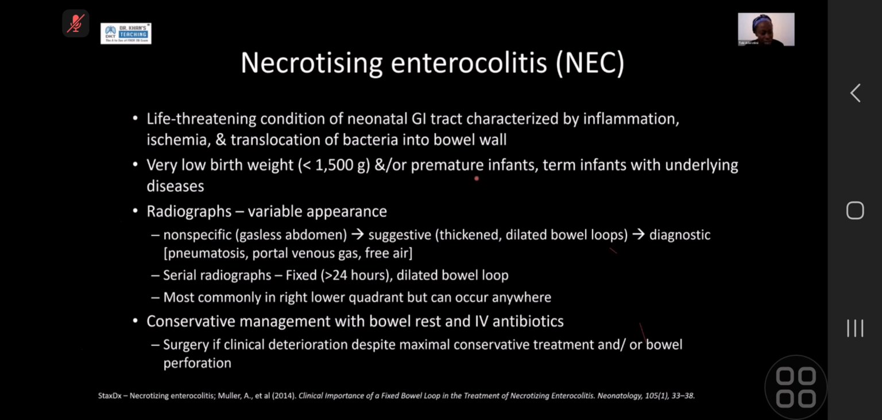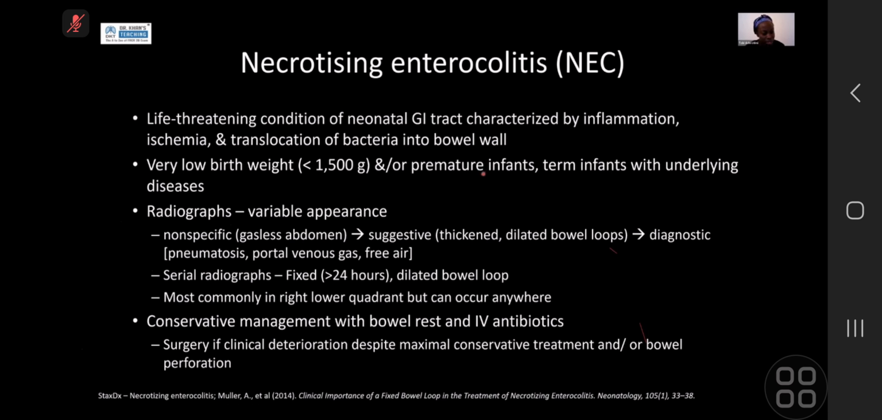So we can see anything from a gasless abdomen to distended bowel loops to a non-changing bowel gas pattern. So just because you don't see the classical diagnostic signs of pneumatosis, portal venous gas or pneumoperitoneum, you can never fully exclude NEC on an abdominal radiograph, and it's important that you make the clinicians aware of that.